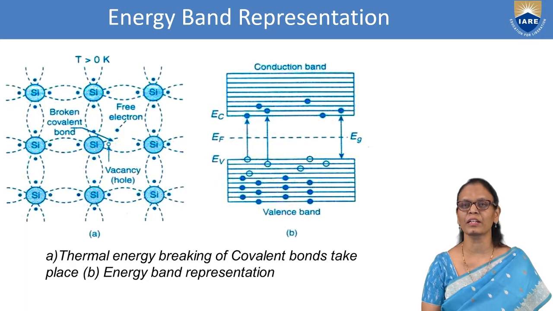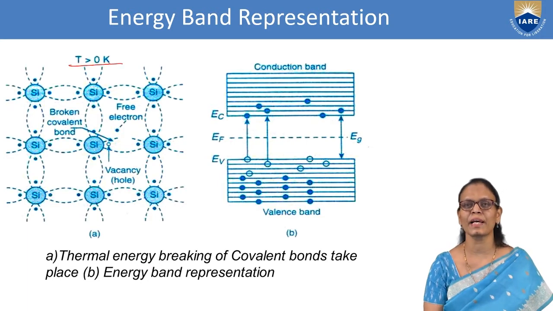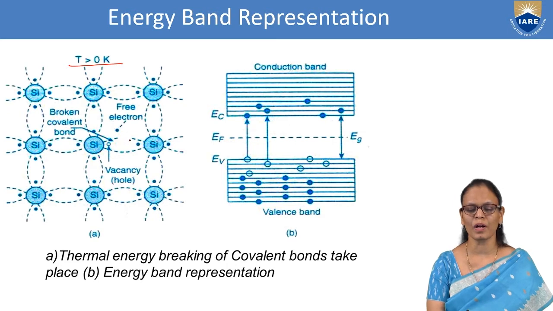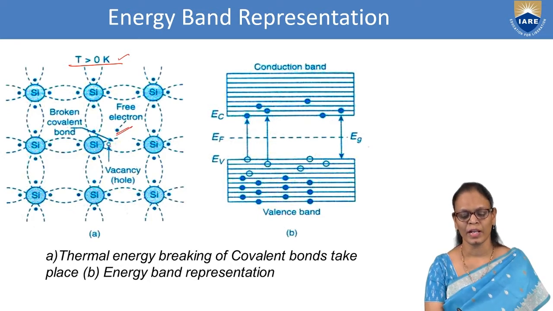Now, we see the figure here at temperature more than 0 Kelvin. Here we see one covalent bond broken because of thermal agitation, or because of the increase in temperature. When this bond is broken, there is one electron which is free. It is no more bonded with the neighboring electron. So, this electron is free. It is coming out.